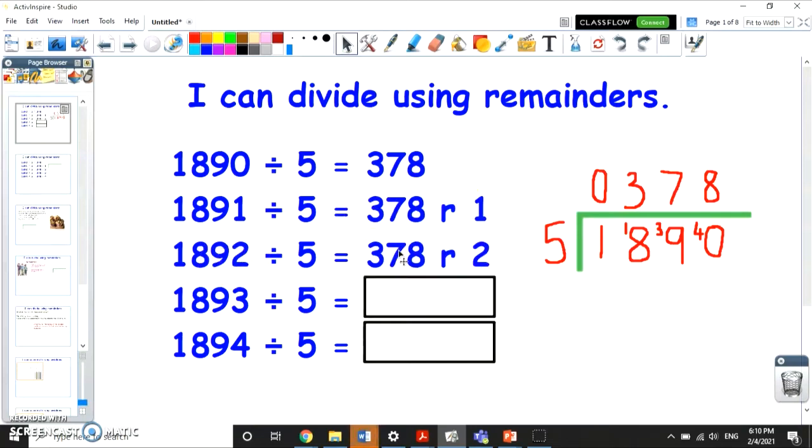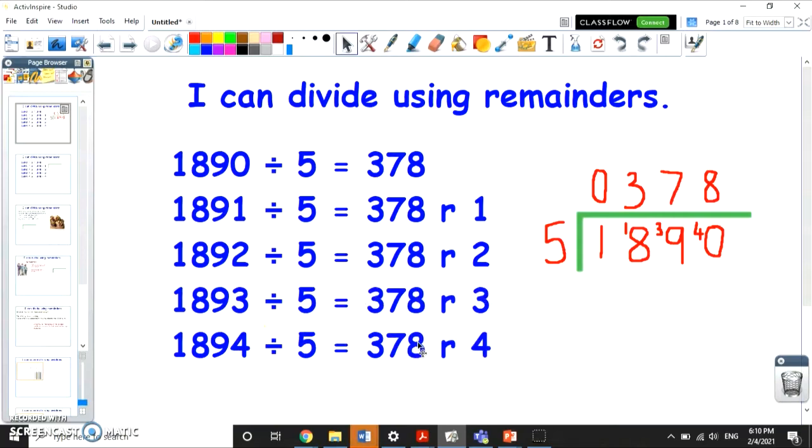So I've now got a remainder of 2. This one, remainder of 3. And hopefully you've then found exactly the same, but a remainder of 4. If it happened again, would I have a remainder of 5? Hopefully you're saying, no, of course you won't have a remainder of 5, because at that point I'll have another whole group of 5. So I hope you've made a good start there with our warm-up today.